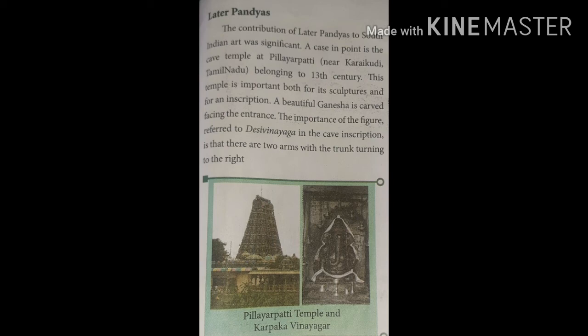A beautiful Ganesha is carved facing the entrance. The importance of the figure referred to as Desi Vinayaka in the cave inscription is that it has two arms with the trunk turning to the right. So the most notable art and architecture of the later Pandya has been presented in Pillayarpatti near Karaikudi, Tamil Nadu, and its significant importance is the Desi Vinayaka cave inscription, where the two arms of the Ganesha have the trunk turning towards the right.